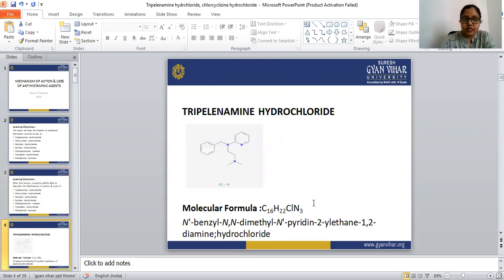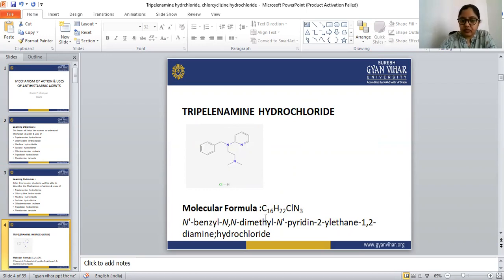So the first one is triplenamine hydrochloride. This is the first antihistaminic drug, an H1 antagonist. The structure of triplenamine hydrochloride is this, and the molecular formula contains 16 carbon, 22 hydrogen atoms, 1 chloride atom, and 3 nitrogen atoms.